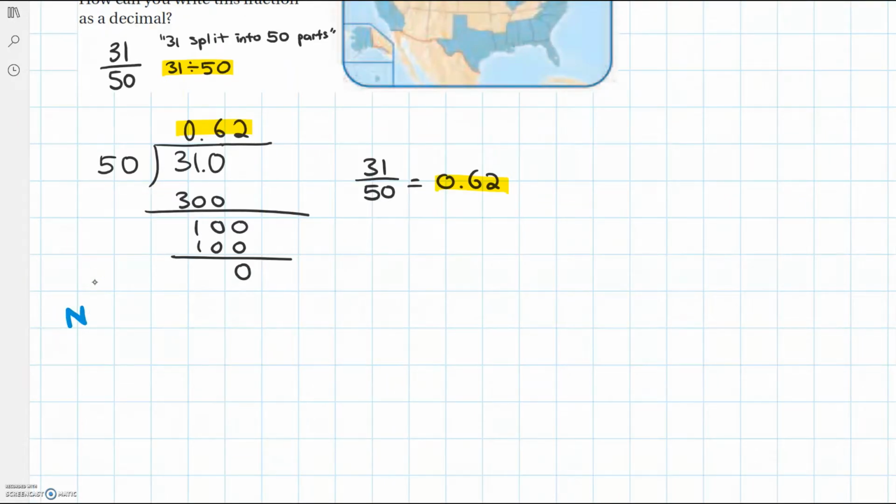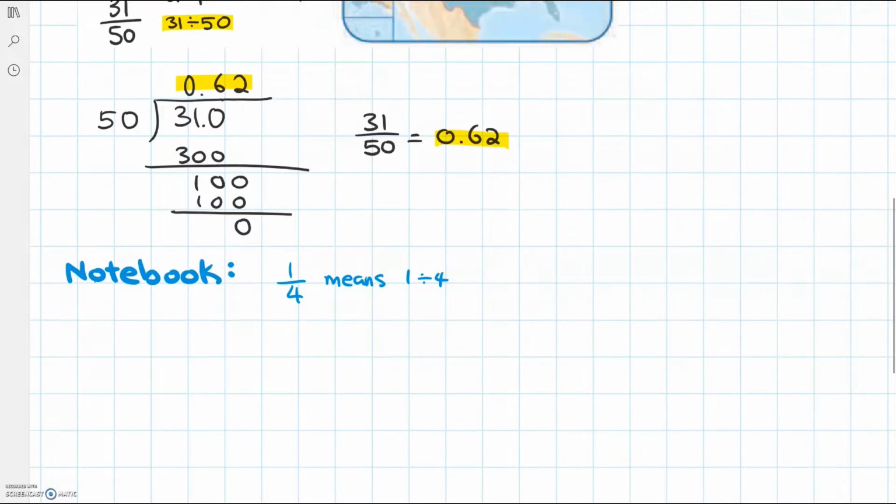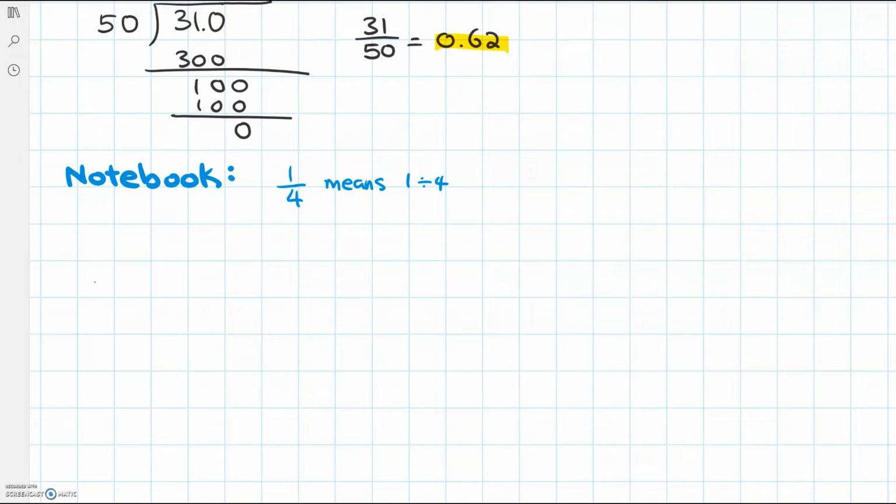So maybe for your notebook, writing a fraction as a decimal is as simple as saying you divide the numerator by the denominator. So, in other words, if I had the numbers 1 over 4, well, 1 over 4 means 1 divided by 4. And if I were to use algebra, then I have A over B, and this simply means A divided by B. So let's use some words here.